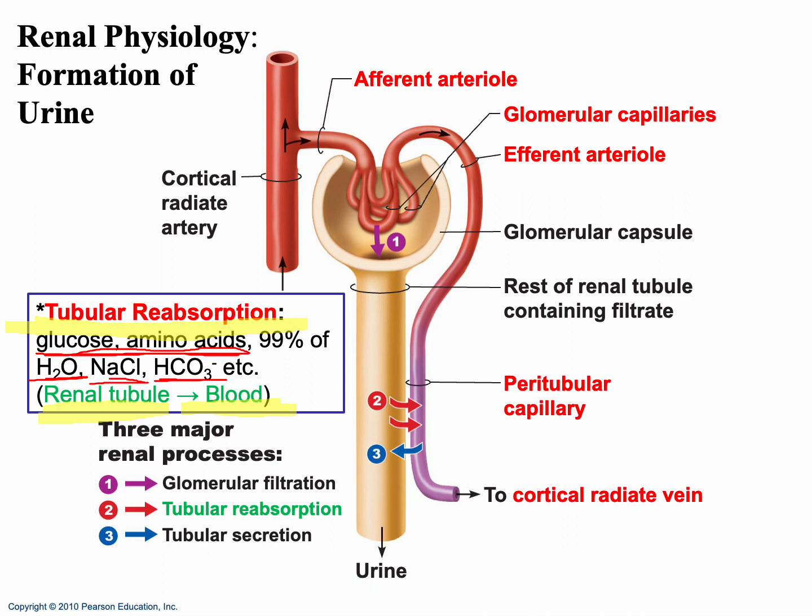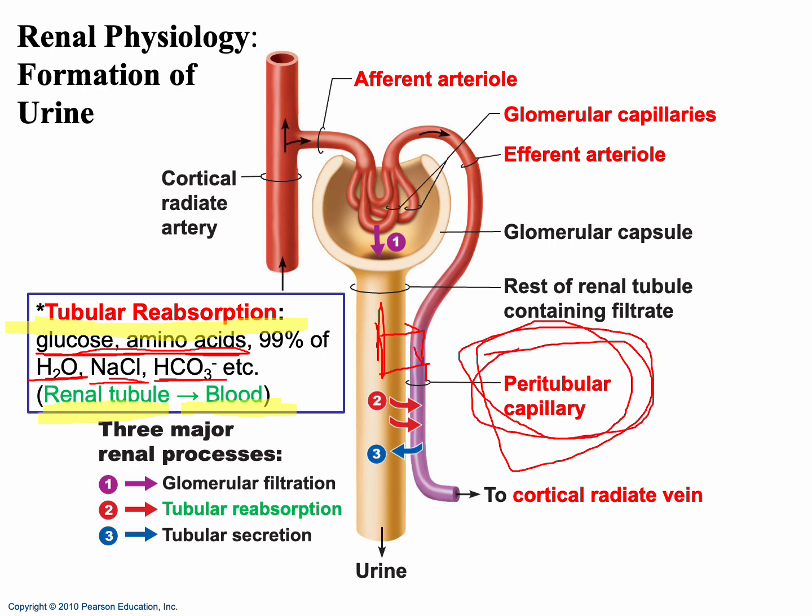So again, when we look at tubular reabsorption, here's the nephron. These items leave the nephron in yellow and go into our blood supply right here. In this case, the blood going into these capillaries here, the tubular capillaries. So that's the idea and concept of tubular reabsorption. Materials are leaving the nephron and going into our blood. This is a very important concept that is taking place in the nephron.